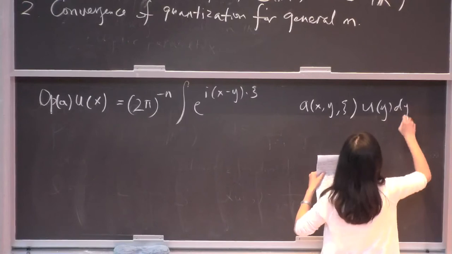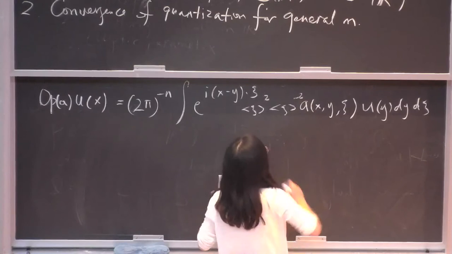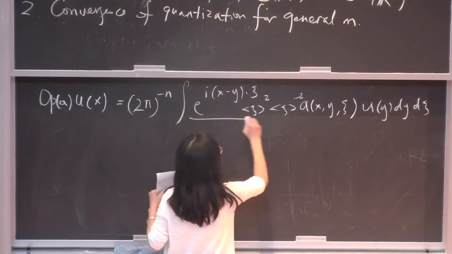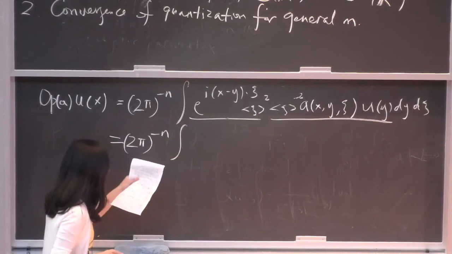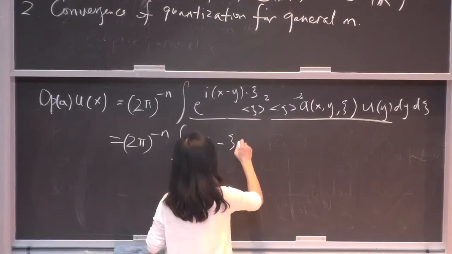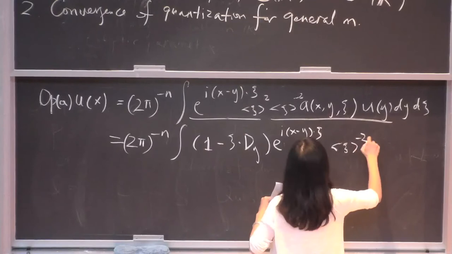And what I'll do is I'm going to insert things in the middle, which is psi squared and psi to the minus 2. Okay, so this is doing nothing. And then I'm going to separate it into two parts here and do something for the first part. For the first part, this is 2 pi to the minus n. Another way to write it is equal to 1 minus psi dot dy, applying to e to the i x minus y dot psi. And I'll copy the second half, which is psi to the minus 2 a(x, y, psi) dy dpsi.